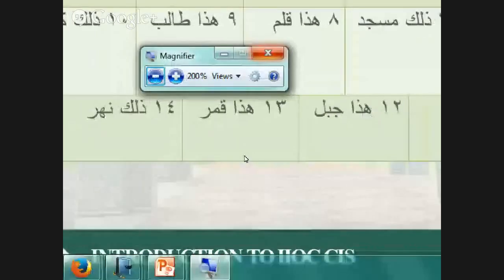Okay, we're good? So hopefully you had number 2, Hadha Babun. Number 3, Hadha Ustadhun. This is a teacher. Number 2, this is a, what is it? Babun? A door, yeah. And number 4, Hadha Ma'un. This is water. Good. All right. So let's exit the magnifier.